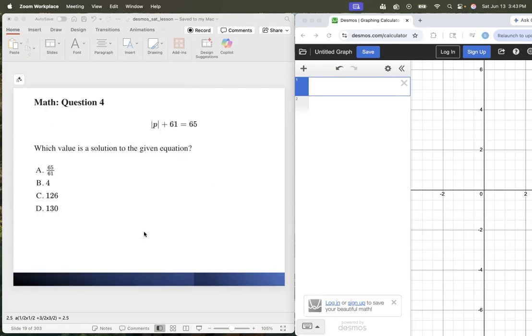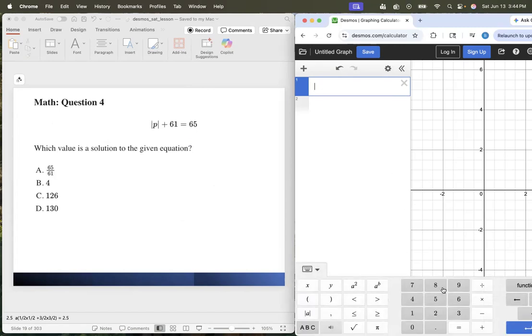Okay. Question 4. This is also straightforward. If you want to put it in Desmos, that's okay. I'm okay with it. But you can see P is an absolute value, and this is 65 and 61. What would it be? X is going to be 4 because it's asking you for the absolute value. But if you want to put it in Desmos, that's fine.